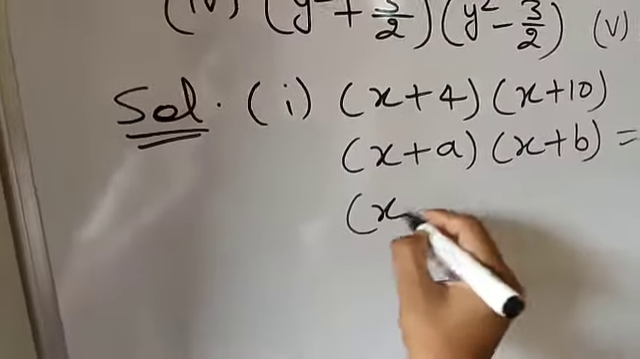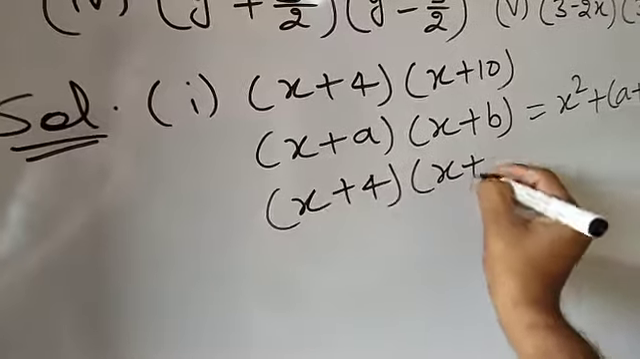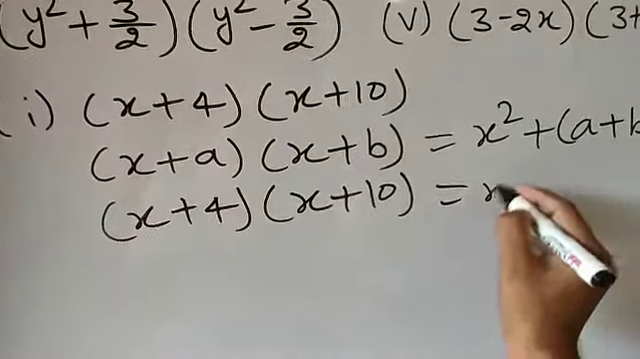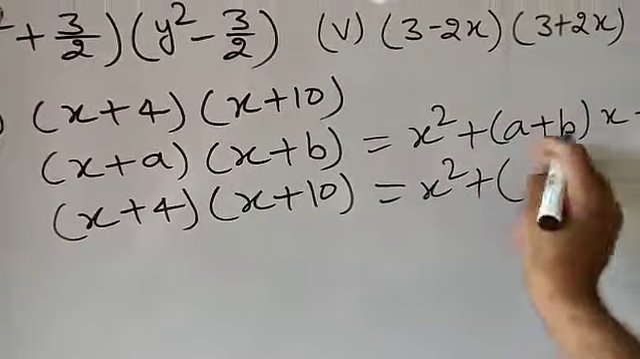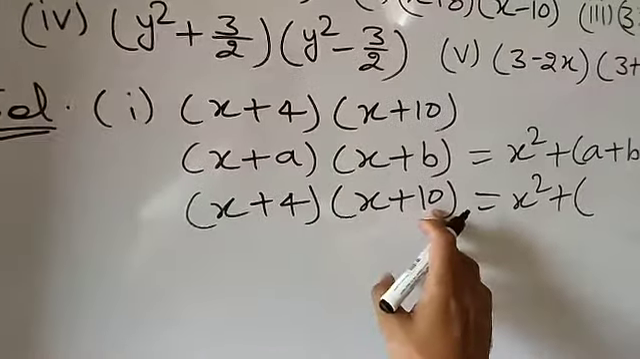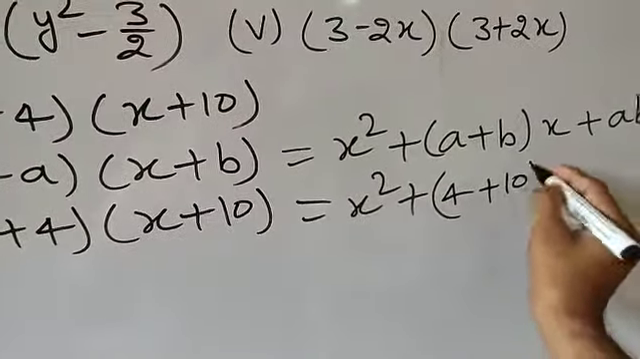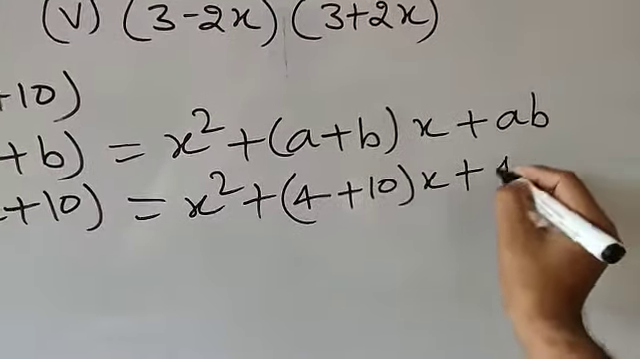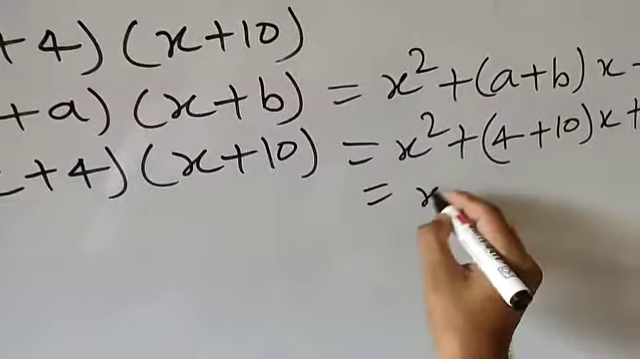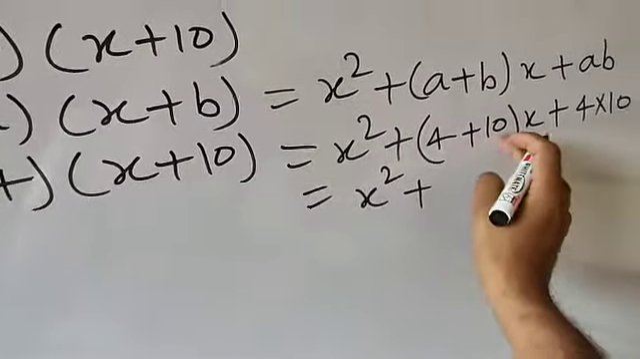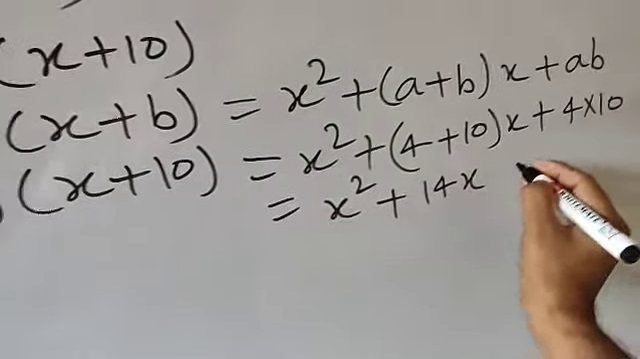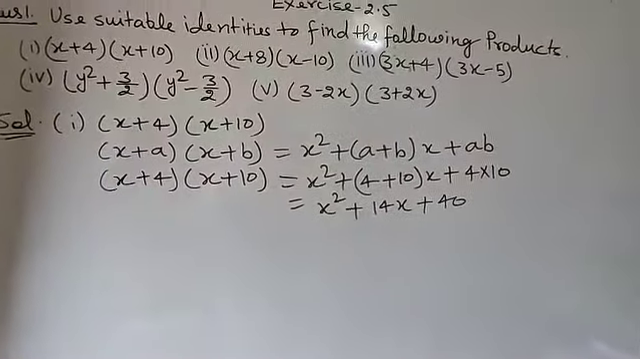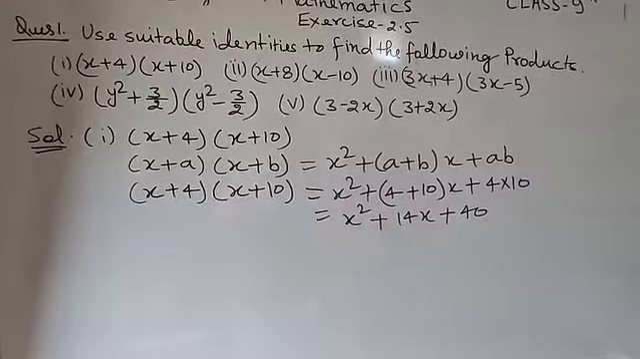So if you find it with the identity, (x + 4)(x + 10) is the question. At the place of x you get x, so it will be x square plus (a + b)x plus ab, and in your question a is 4 and b is 10. So plus (4 + 10) into x, plus ab. ab means a into b, so plus 4 into 10. Now it is equal to x square plus 14x plus 40. So students, it is the answer. The multiplication of (x + 4)(x + 10) equals x square plus 14x plus 40.